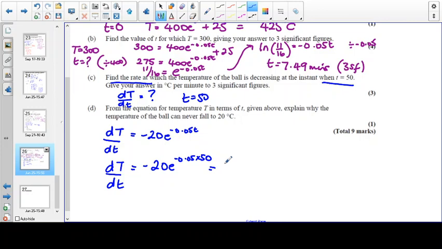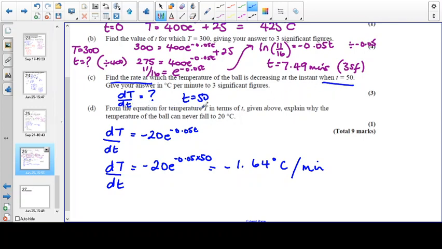Minus 0.05 times 50 is minus 1.64 degrees Celsius per minute. It's the degrees over the time, so that's why the units are like that. So it's decreasing at 1.64 degrees per minute at that instant.